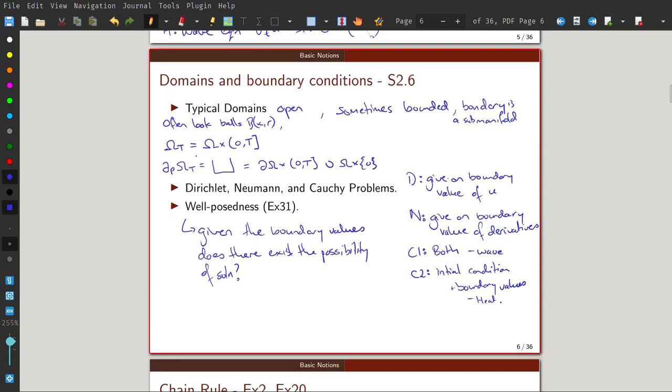So people will sometimes ask whether for a particular boundary value condition, the problem is well posed. And it's sort of getting at this issue of whether there exist solutions or whether some of the boundary information is redundant. Questions like that. Okay.